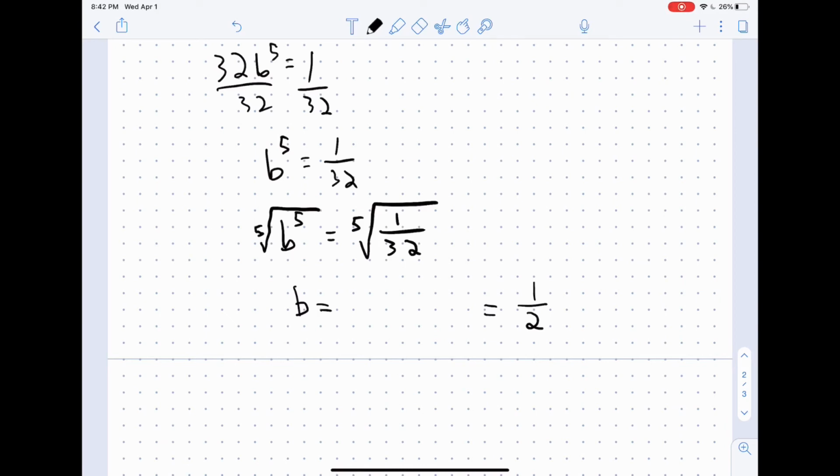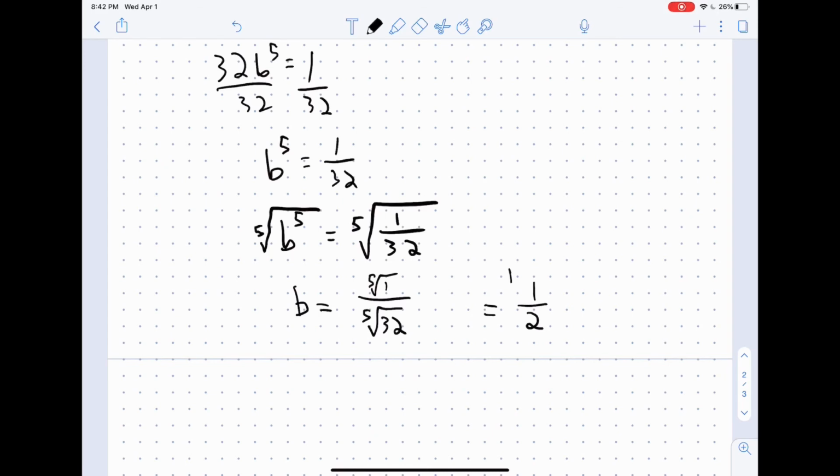I'll put in a middle step like this. The 5th root, if we distribute it to the top and bottom, is the 5th root of 1 over the 5th root of 32. The 5th root of 1 is just 1, and the 5th root of 32, well, I happen to know 32 is a power of 2, and if we're lucky, then it's the 5th power. So 32 is 2, times 2 is 4, times 2 is 8, times 2 is 16, times 2 is 32. That was 5 2's that I multiplied together. So that means 2 to the 5th is 32, which means the 5th root of 32 is 2.